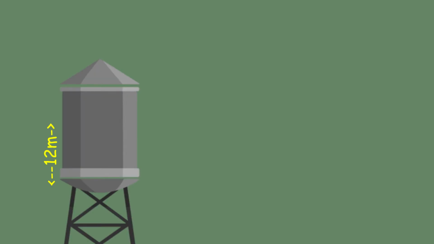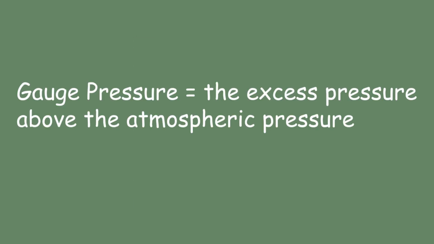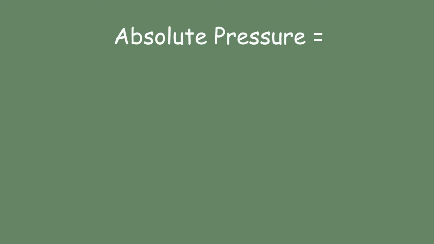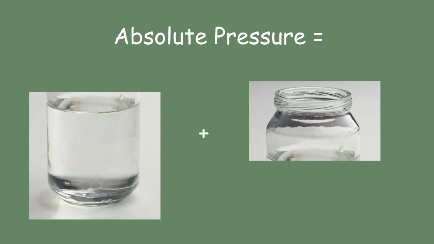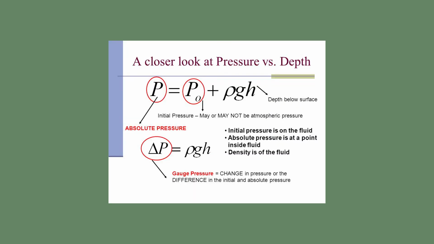volume. For instance, there is water that is 12 meters deep in a storage tank whose top is open to the atmosphere. What are the absolute pressure and gauge pressure at the bottom of the tank? But wait, pause. Gauge pressure is the excess pressure above the atmospheric pressure. Basically that means the pressure of whatever fluid there is inside the container. Absolute pressure is the total pressure, because as you know, air also has pressure, which is 101,325 pascals.